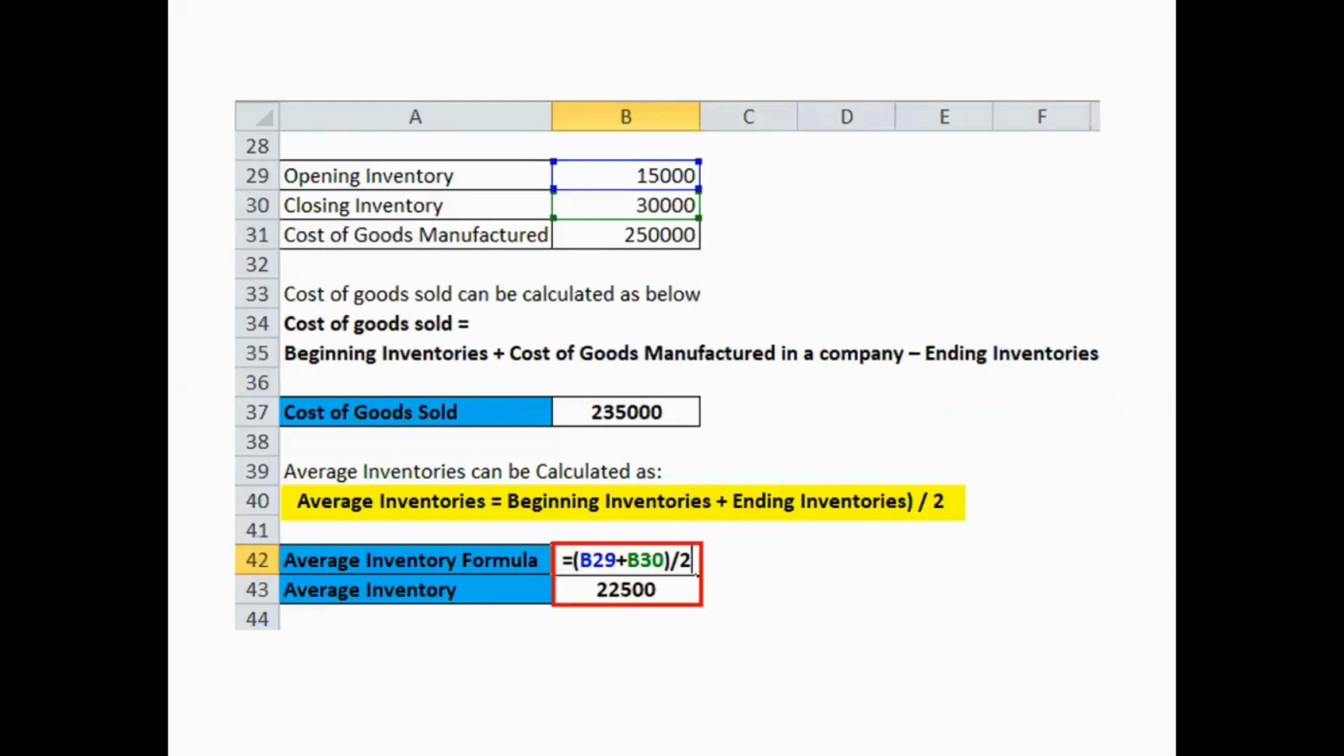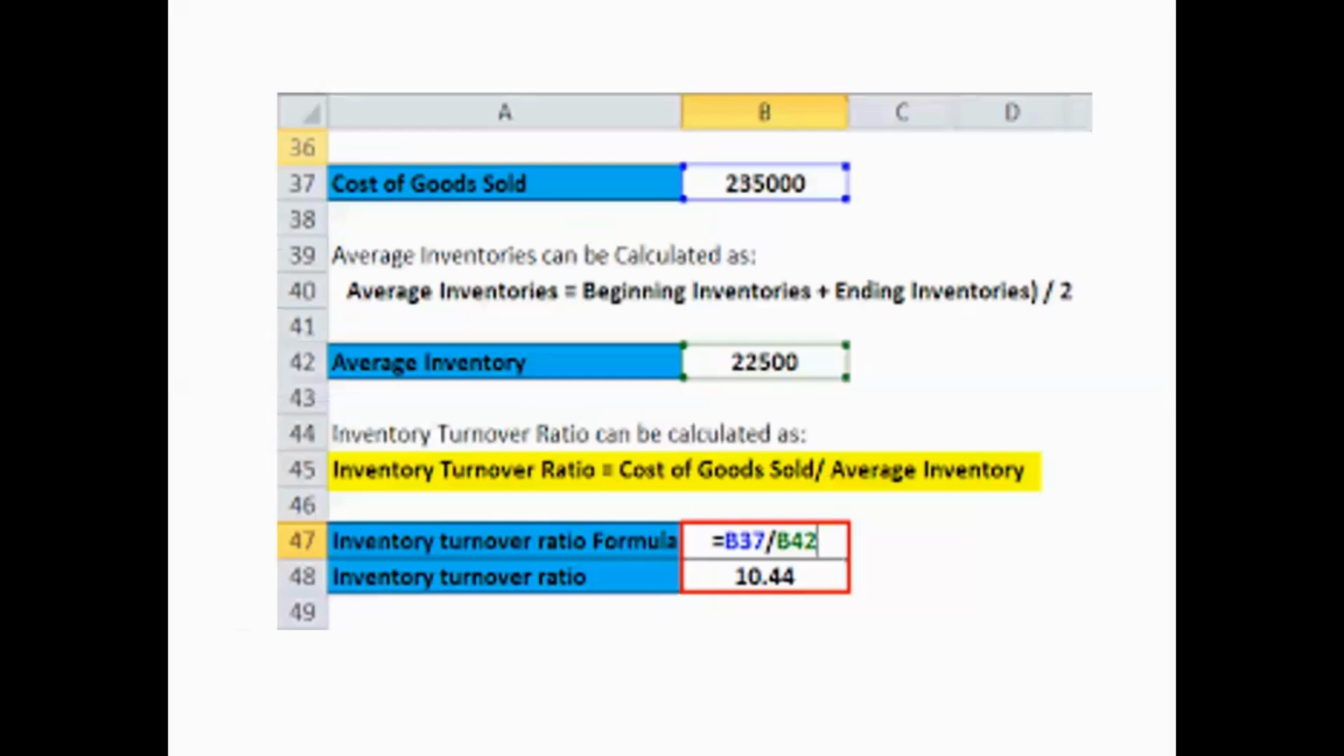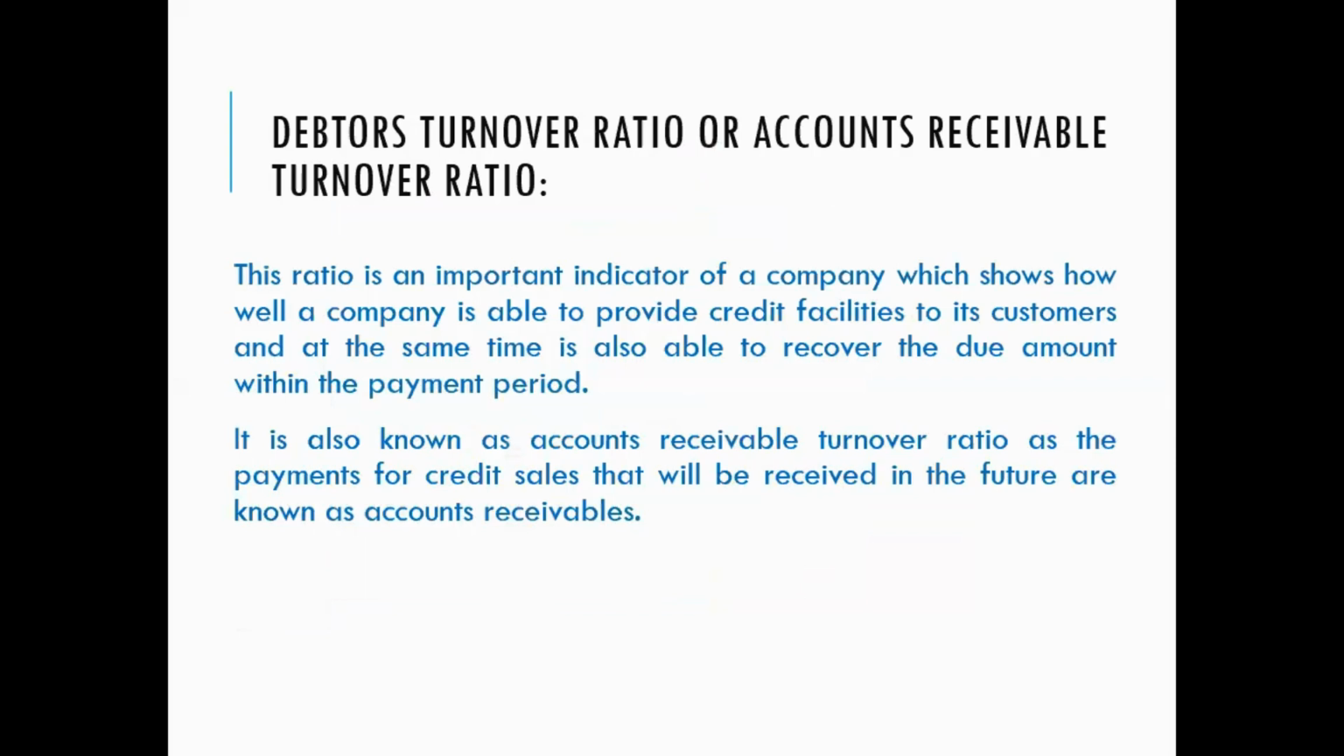This is the way we calculate the stock turnover ratio in Excel. First, we calculate average inventory and cost of goods sold. Then, we apply the inventory turnover ratio formula. Here, the inventory turnover ratio is 10.44%.